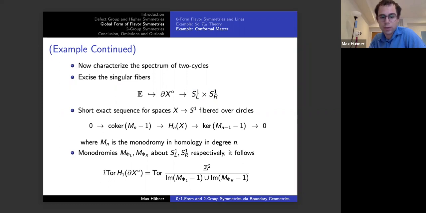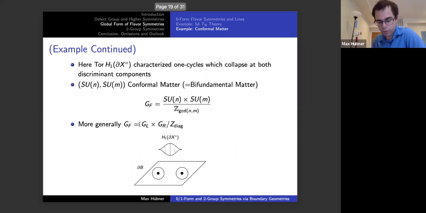What we end up with is that the homology groups are determined by the monodromies about each of these elliptic loci. Here this Z2 are the 1 cycles of the elliptic fiber, and we're modding out by the image of these 2 monodromy matrices. And this object is very naturally understood to correspond to flavor Wilson lines. This is because of what I tried to draw in the comic down here.